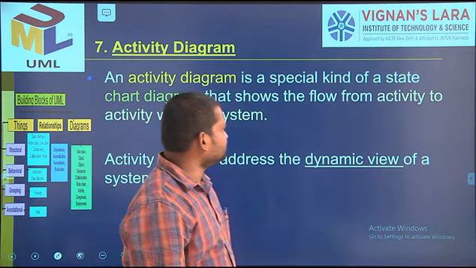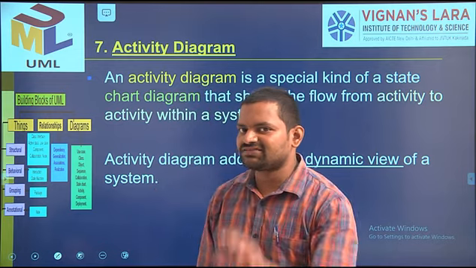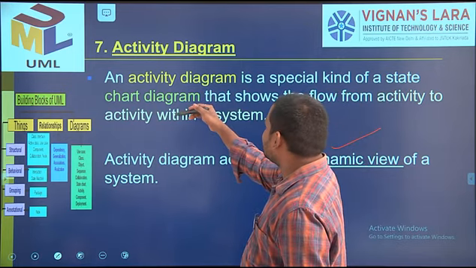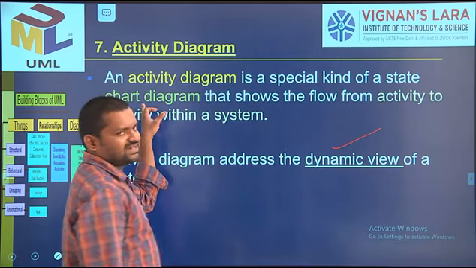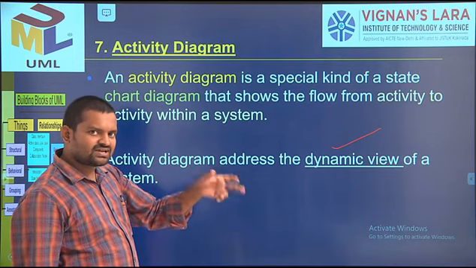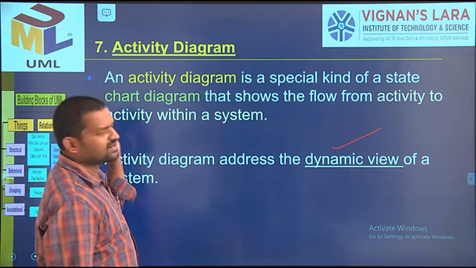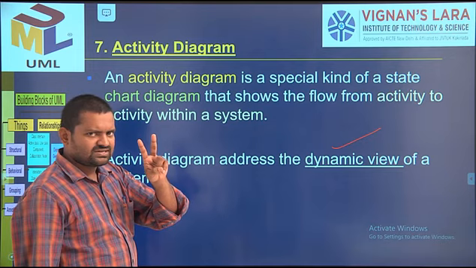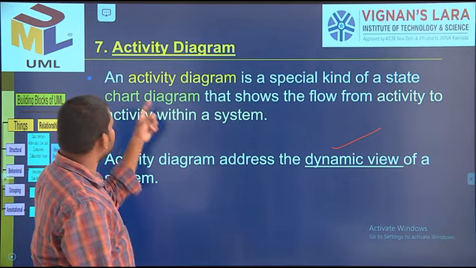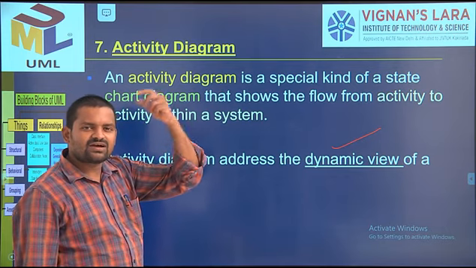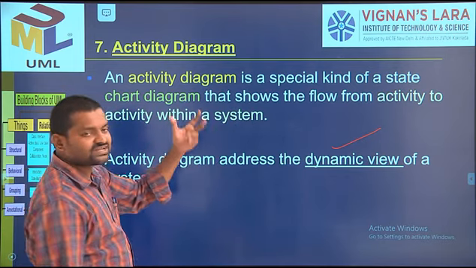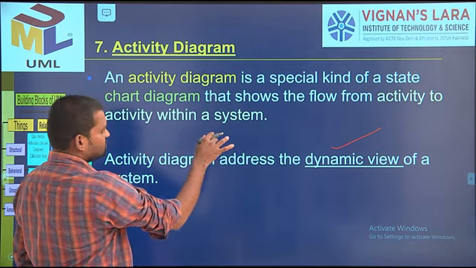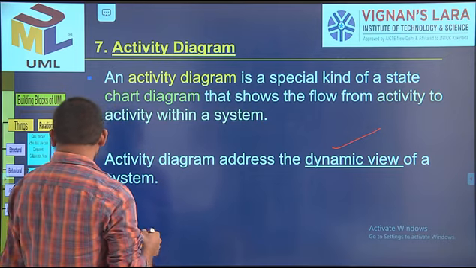Next, activity diagram. An activity diagram also behaves like a dynamic diagram. An activity diagram is a special kind of state chart diagram. Another view of the state chart diagram is the activity diagram. Whereas interaction diagrams contain two types, sequence diagram and collaboration diagram. Activity diagram and state chart diagram are both state machine diagrams. A state machine diagram contains different kinds of activities, which represent the dynamic view.